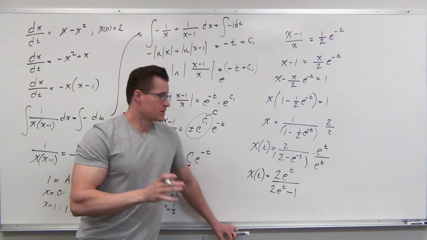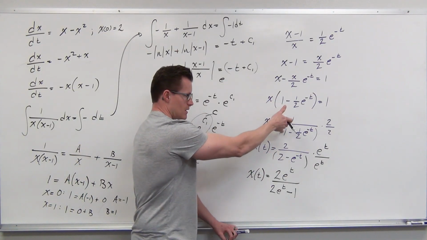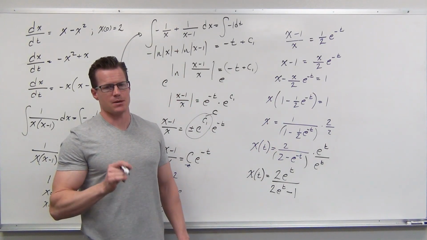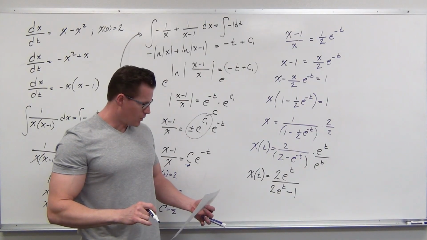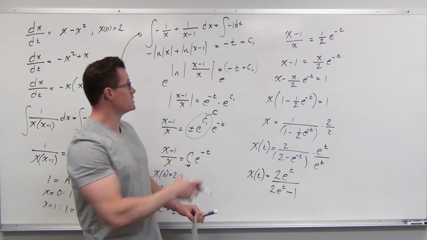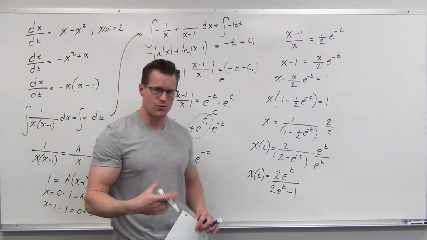Notice how they look completely different, right? I mean, they look very, very different, but they are the same exact thing. So that's about all I want to do on this problem. We've used our initial value problem. We've done some partial fractions.